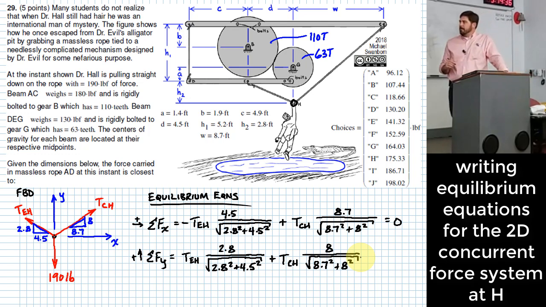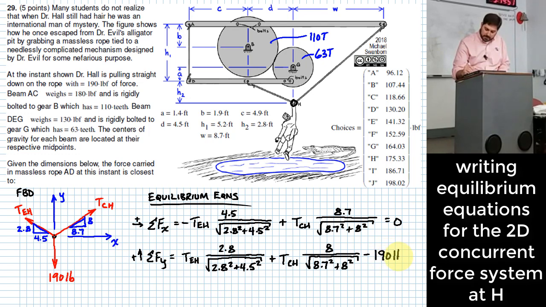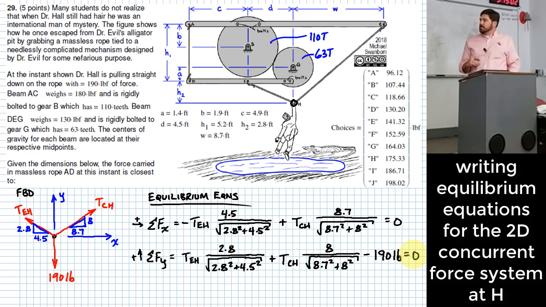All right. Is that it in the vertical direction? Not quite. What else do I need? Okay, I also have this 190 pounds pointing downward. So I would subtract 190 pounds, okay? And I think that does take care of everything, so I'll set that equal to 0. So once I have this system of equations, what's next?